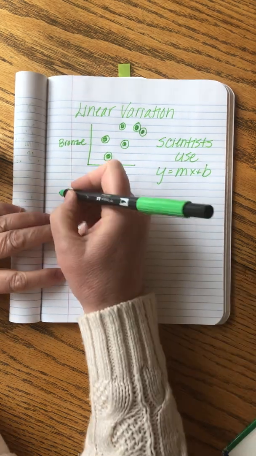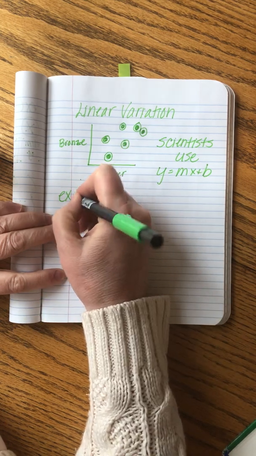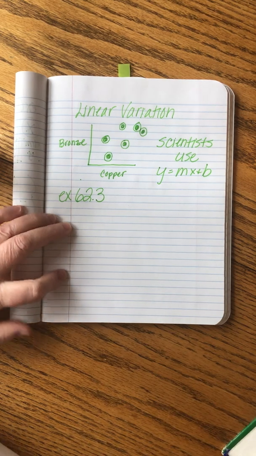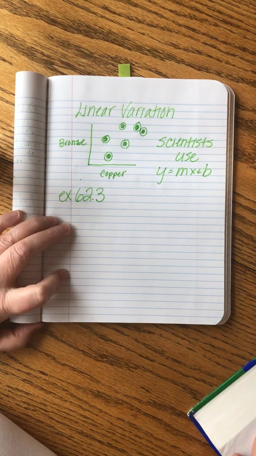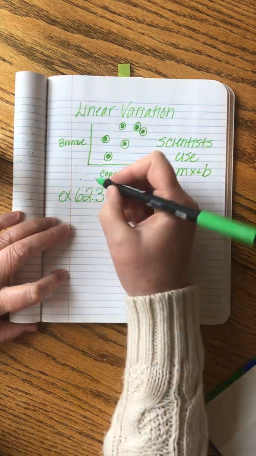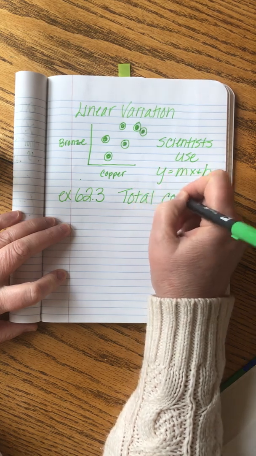And the best way to do it is just to jump into a problem. Don't worry, it's not as annoying as these were. 62.3. Here we go. The total cost varied linearly with the number produced. Okay, let me just write that down. Total cost.